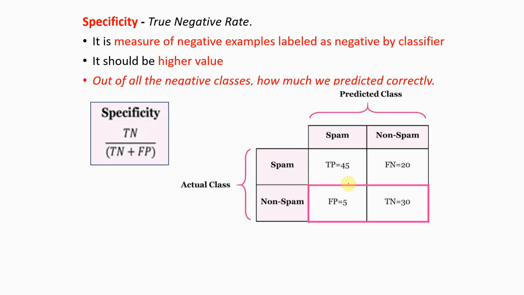And next is the true negative rate, or the specificity. It represents how much is predicted correctly out of the total negative class. Negative means here we have the non-spam.